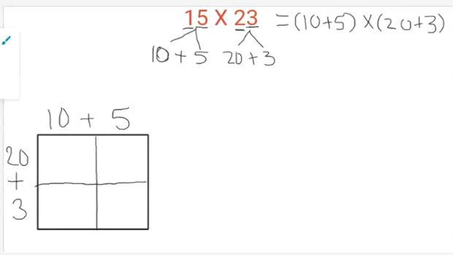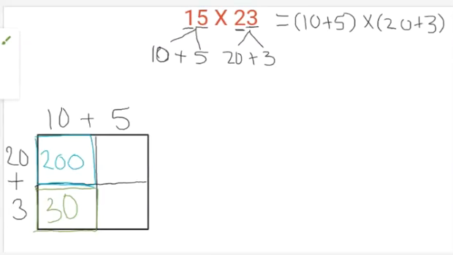So I'm going to look at this first top left square right here, and I see on top there's a 10, and to the left I see that there's a 20, so I'm going to multiply 10 times 20, and using mental math, we know that equals 200. Okay, then I'm going to go to my bottom left square right here, and I see that there's a 10 on top and a 3 on the left. So I'm going to multiply 10 times 3. I know that is equal to 30.